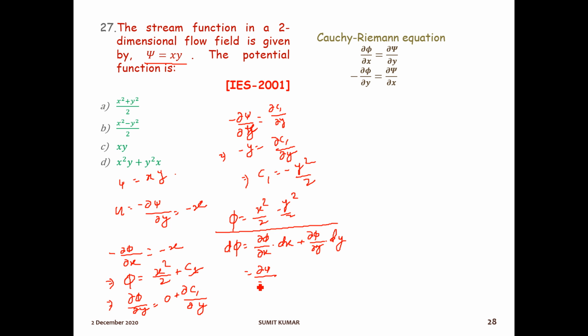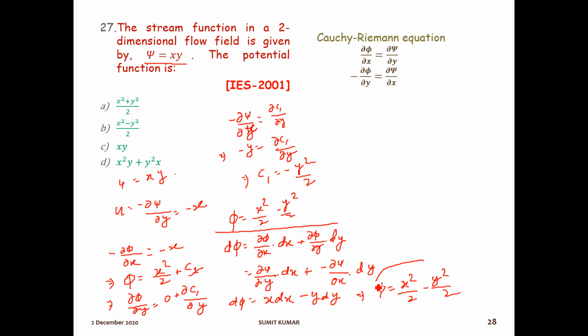Del psi by del y into dx plus del phi by del y. So del phi by del y, you can write minus, so it will become minus del psi by del x into dy. Here since psi equal to xy, del psi by del y is x dx, minus del psi by del x is y dy. Okay, this is d phi. If you integrate this, you will get phi is equal to x square by 2 minus y square by 2. So this is the correct answer.